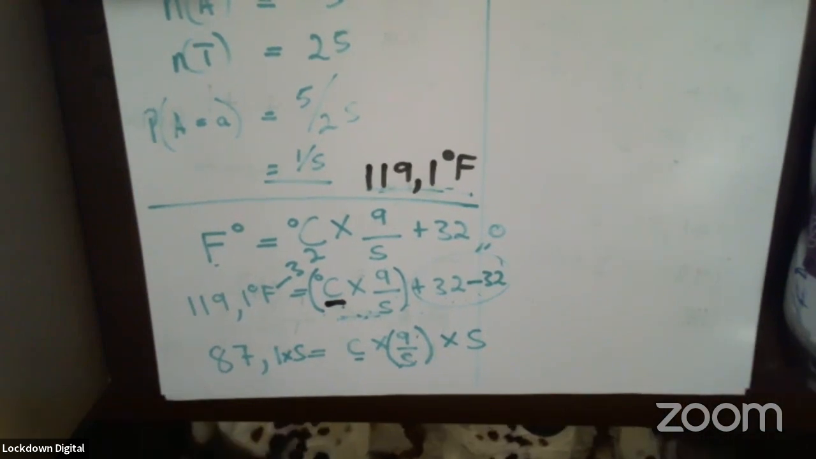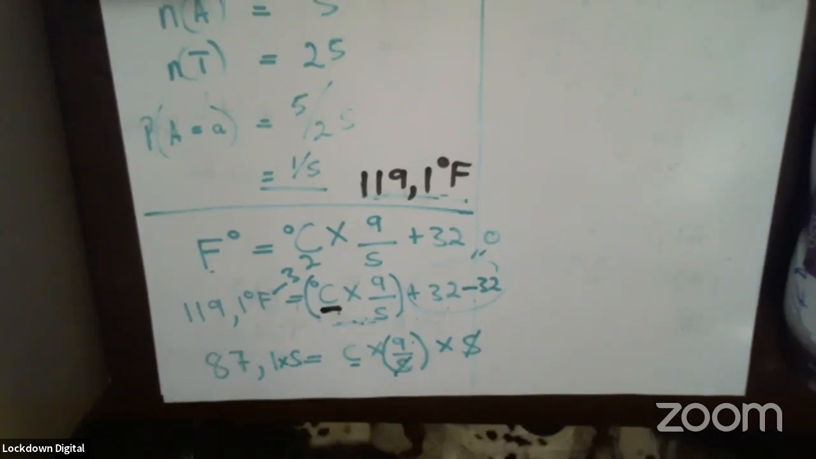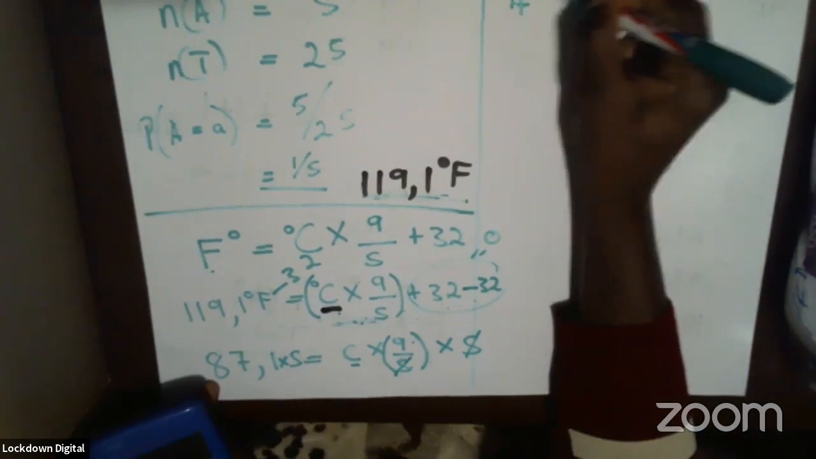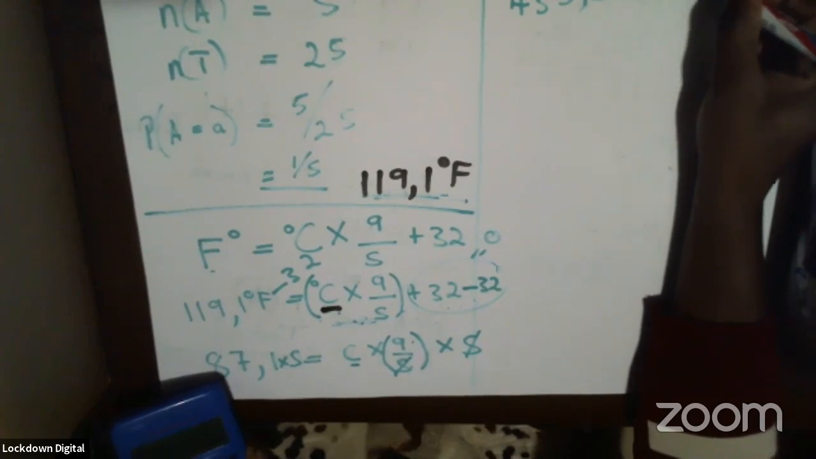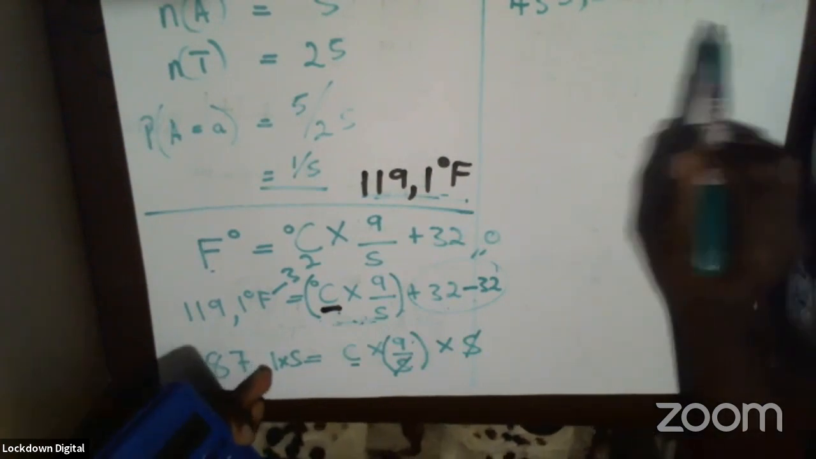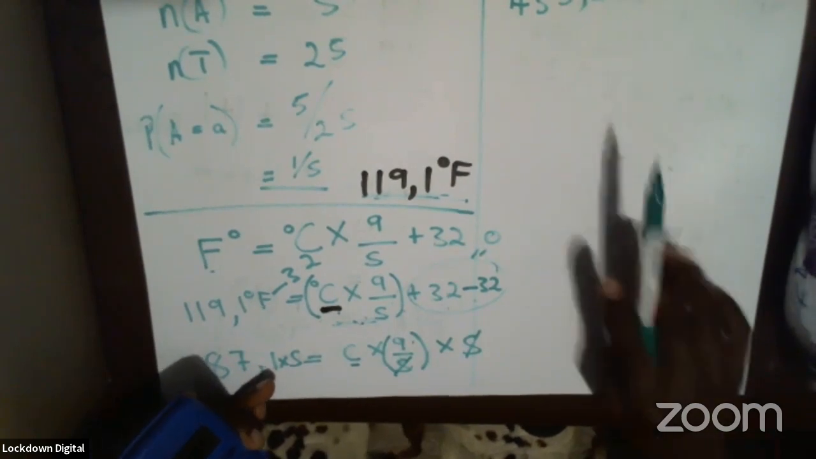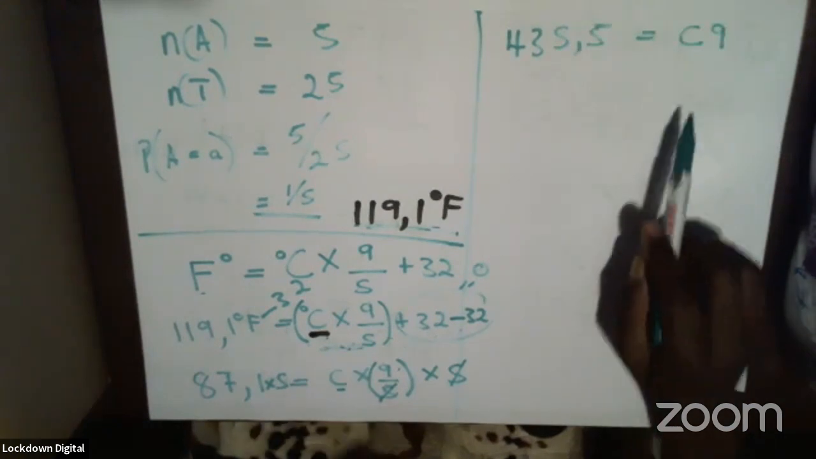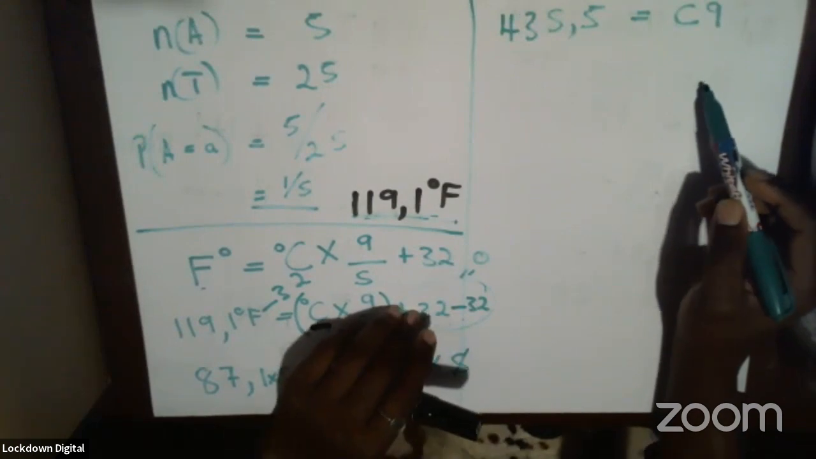Okay, so when I say C times 9 over 5 times 5, these guys will cancel each other out. So I have 87.1 multiplied by 5. I'll get 435.5 being equal to C times 9. Okay? Again, I ask myself, what is happening to C? Because the objective, guys, is to leave out C on his own. Remember, we want to divorce. Okay, so we will divide everything.